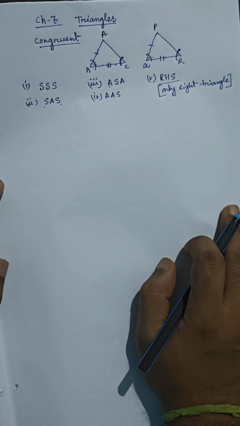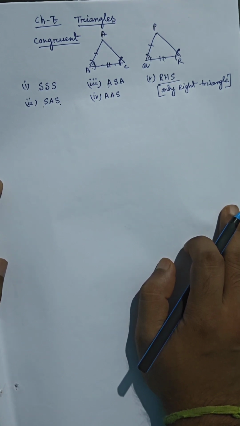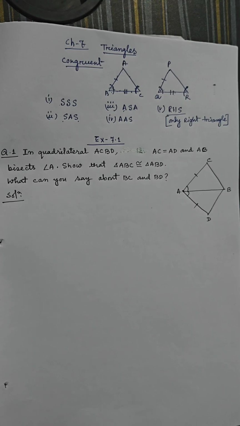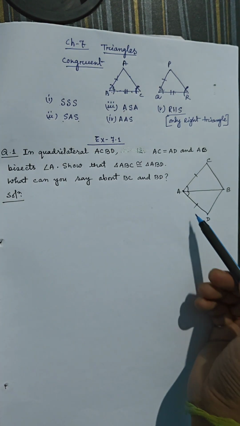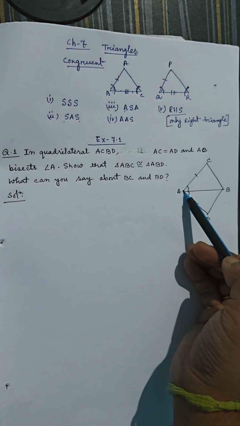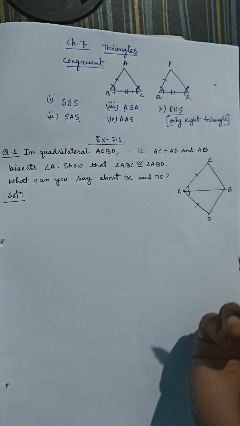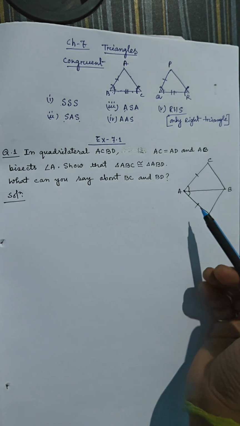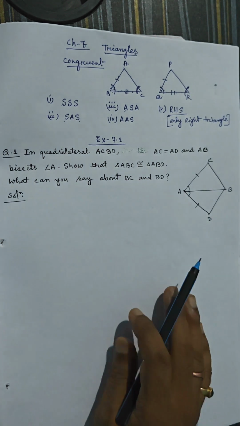Now we'll start exercise 7.1. This is our first question from exercise 7.1. In quadrilateral ACBD, that is given in your figure, AC equal to AD, and AB bisects angle A. AB is the bisector of angle A, that means this angle is equal to this angle. Show that triangle ABC is congruent to triangle ABD.